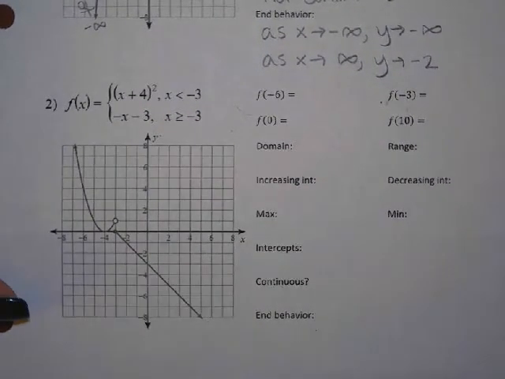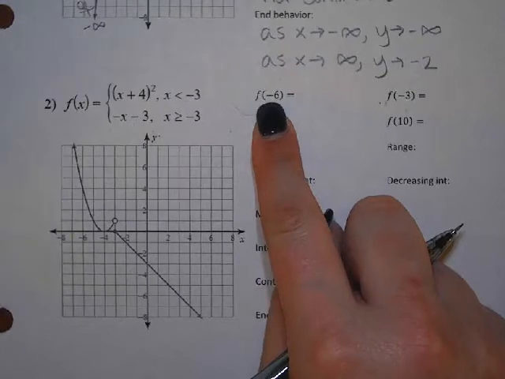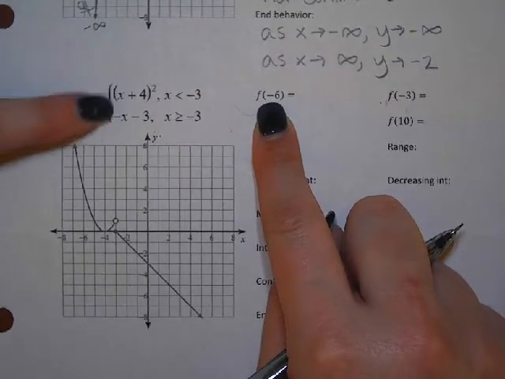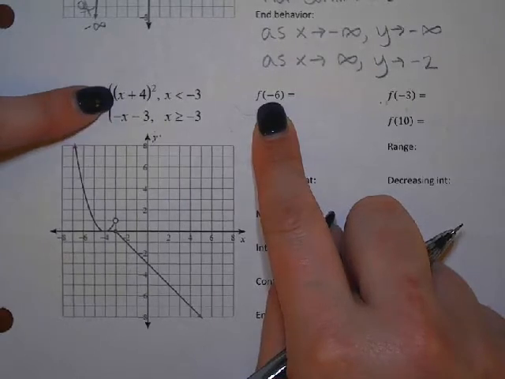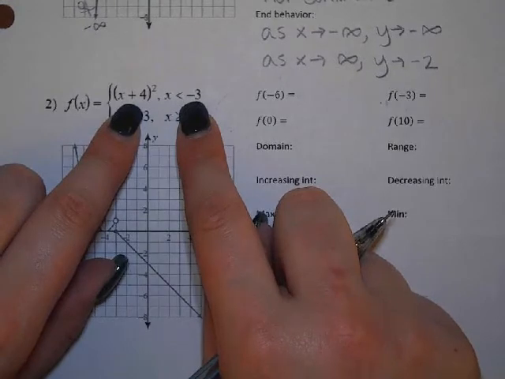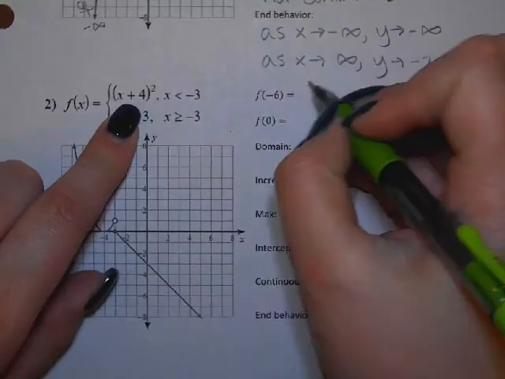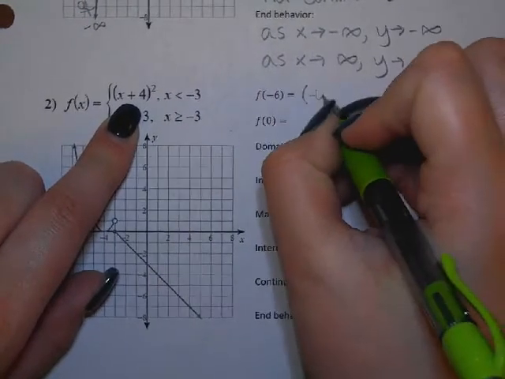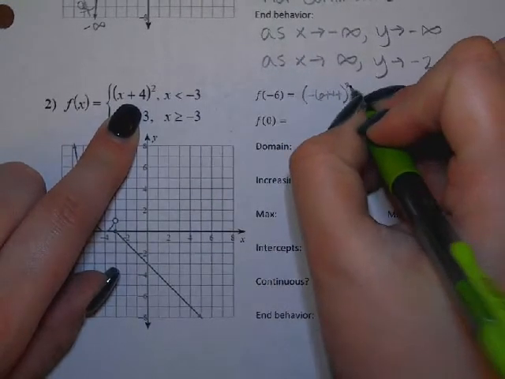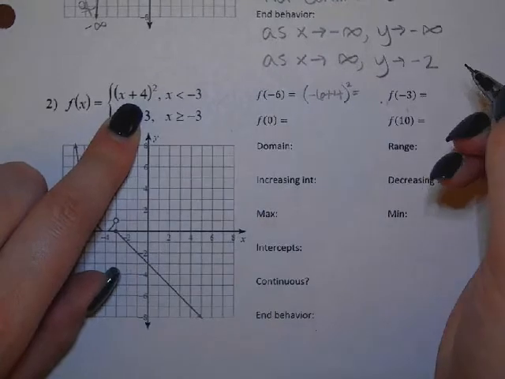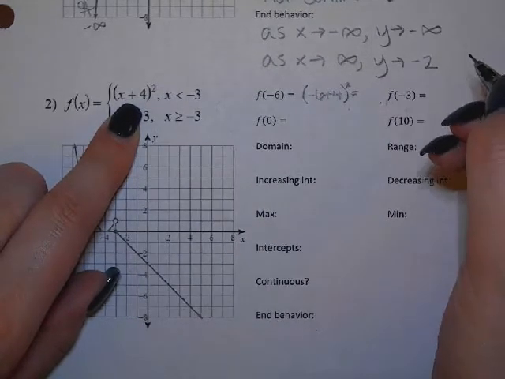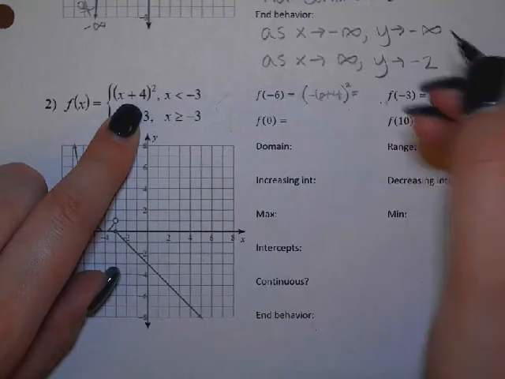So we are plugging in -6. Which piece do we plug in -6 to? The top one, because it says we're using x values that are less than -3. -6 is less than -3. So we've got -6 plus 2 plus 4. That was me saying the answer. -6 plus 4 squared is the same as -2 squared, which is 4.